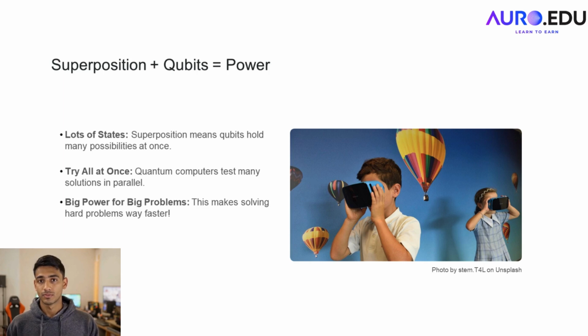When we combine superposition with qubits, we get serious computing power. It's like being able to try every combination on a lock at the same time instead of one by one. Quantum computers use this trick to solve problems that would take regular computers forever. From finding the best routes to discovering new medicines, it's a superpower for science.